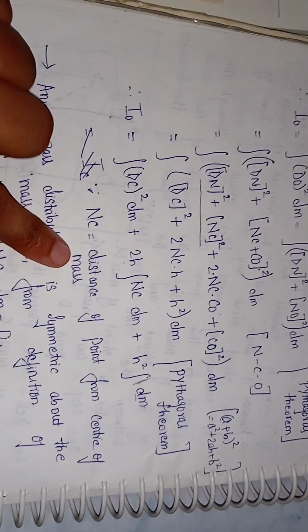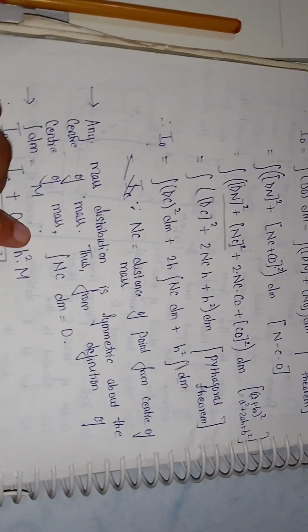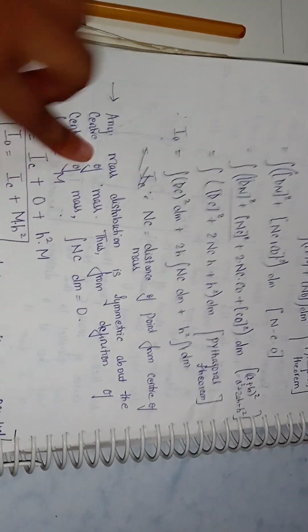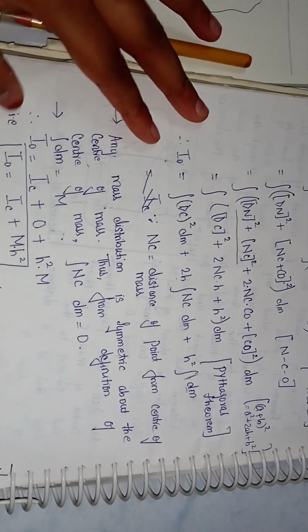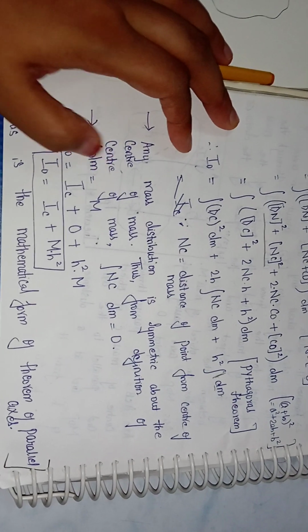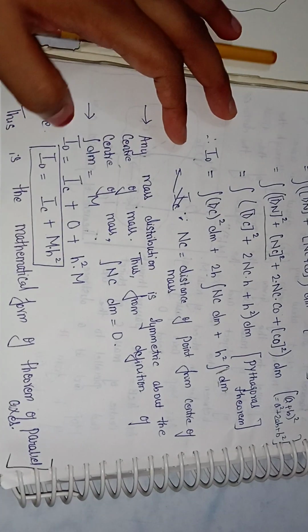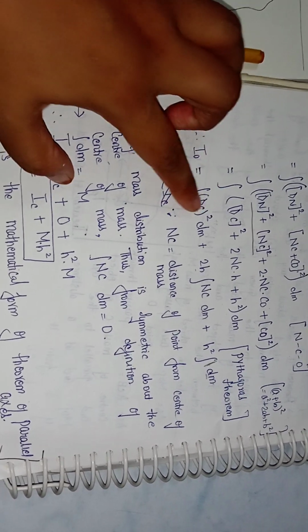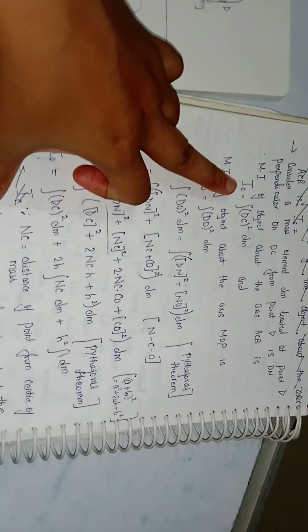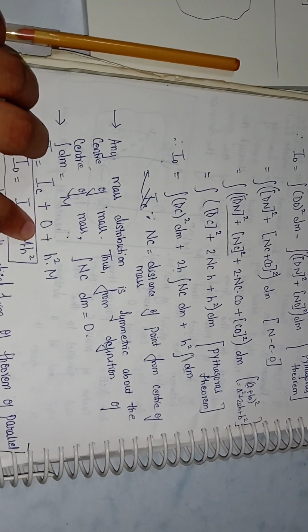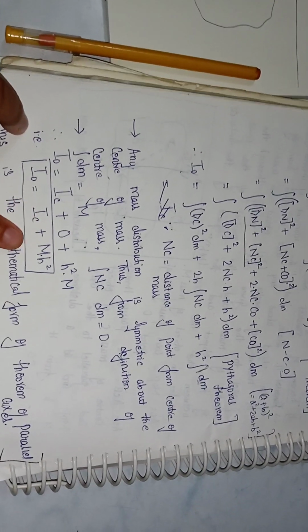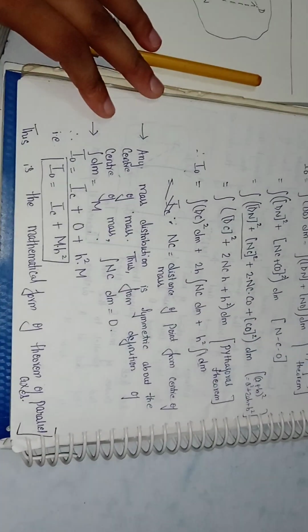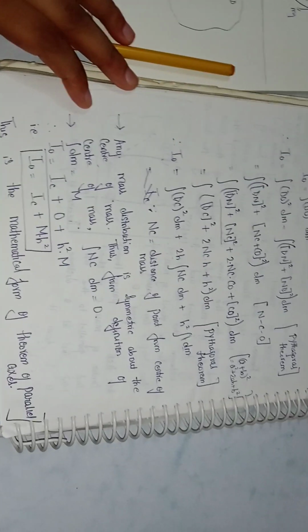Now NC is the distance of a point from the center of mass, and the mass distribution is symmetric. So from the definition of center of mass, the integration of NC dm will be 0, and the integration of dm is m. So IO is equal to, this integral of DC square dm is IC, so it will be IC plus 0 plus h square m. So IO is equal to IC plus mh square. This is the mathematical form of the theorem of parallel axis.